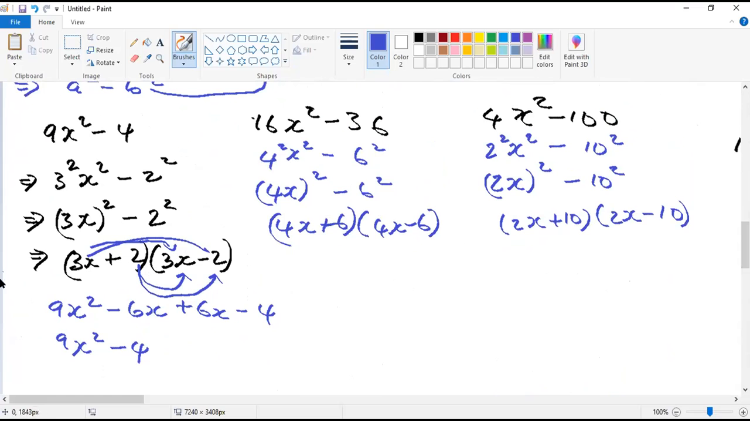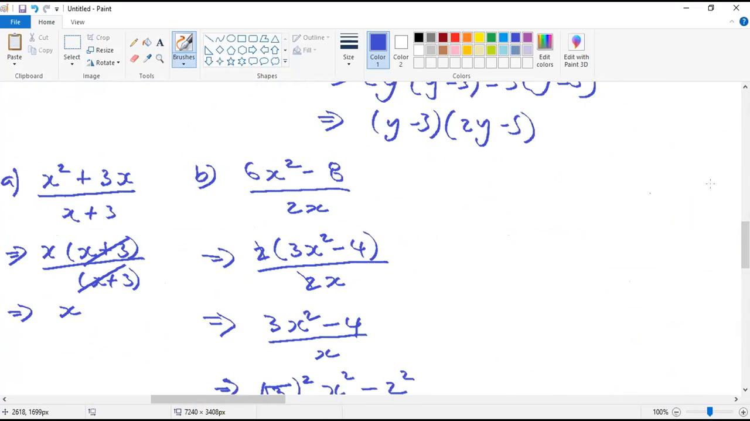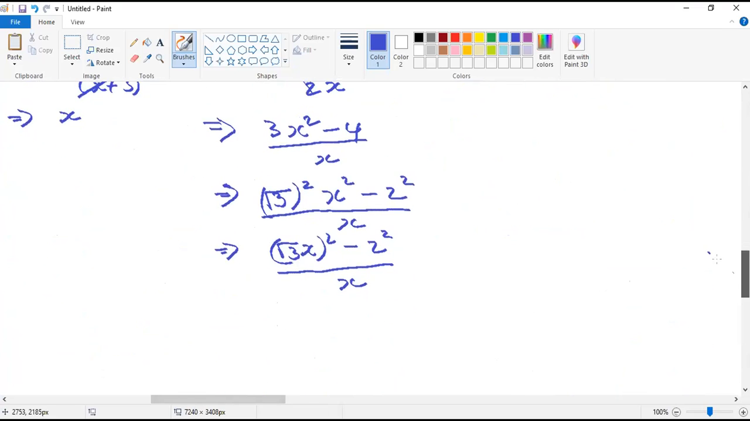My question disappeared. Give me a second to find it. Okay, we'll find it. All right, so we have now root 3x plus 2, root 3x minus 2, all over x.